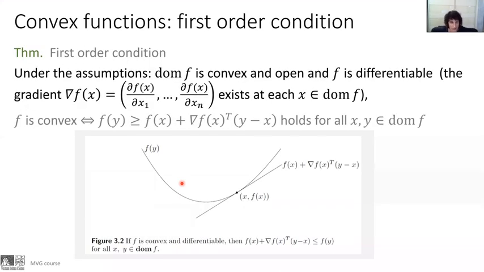So what is the first order condition for a convex function? This is a very, very nice property. It's an if and only if. Under the assumption that the domain of the function is convex and f is differentiable on an open domain, then the function f is convex if and only if for any x and y in the domain, the value of f at y is greater than or equal to f(x) plus the inner product between the gradient at x and y minus x, like what we see here in the drawing, okay? And this is true for any point in the domain. Can somebody tell me what exactly the right-hand side is here?